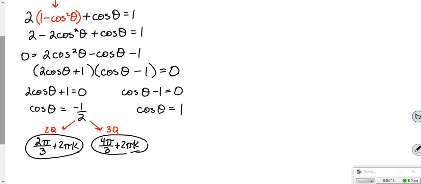And then where cosine equals 1, that is essentially 0 plus 2 pi k. So it's just 2 pi k, because 0 is when cosine equals +1, at 0 degrees or 2 pi or 4 pi or 6 pi or whatever. So those are your 3 answers. Okay, next one.